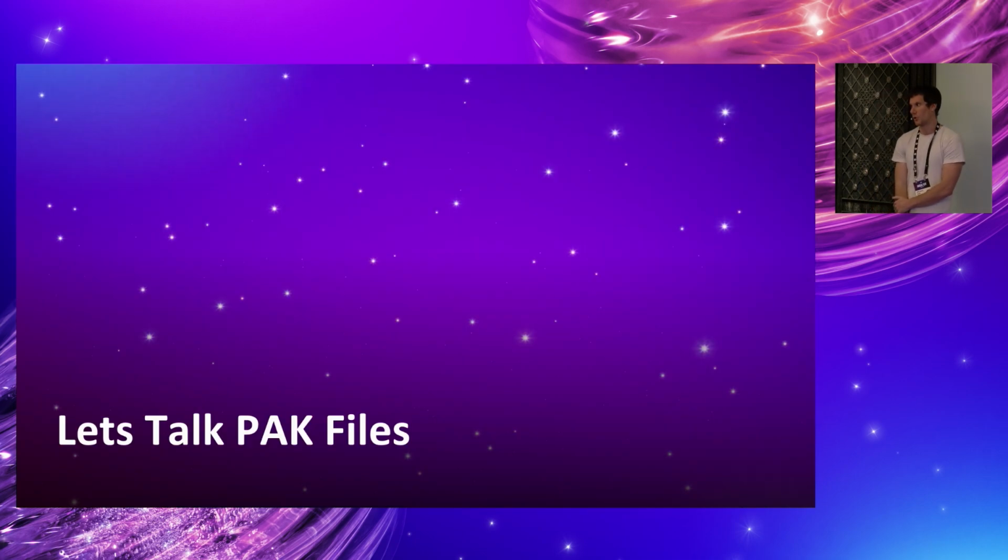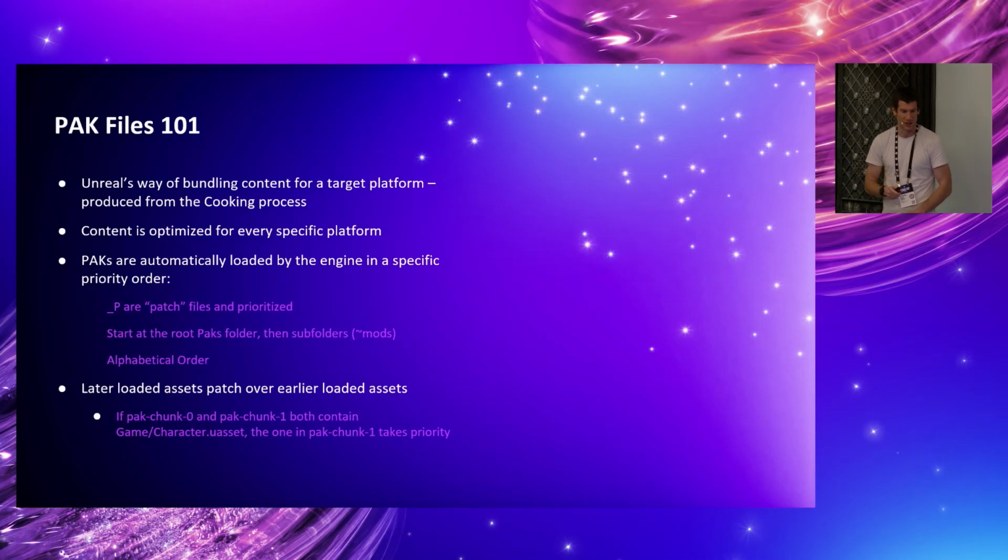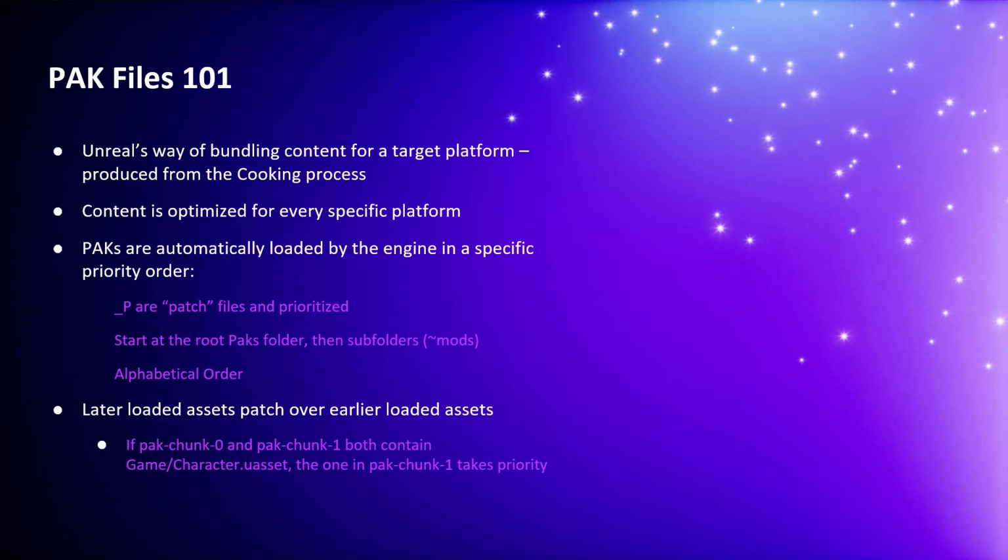So I want to spend a few minutes just talking about pack files, a bit of a primer, because there are some online tutorials which tell you to do things like disable IO store, and there are various settings and those kinds of things, which I think a lot of people don't fully understand. So let's just really quickly do a 101 on pack files. Pack files are Unreal's way of bundling content for a target platform. They're produced from the cooking process, and when you cook content, it's optimized for that specific target platform, which means that that pack file can't be loaded by another platform.